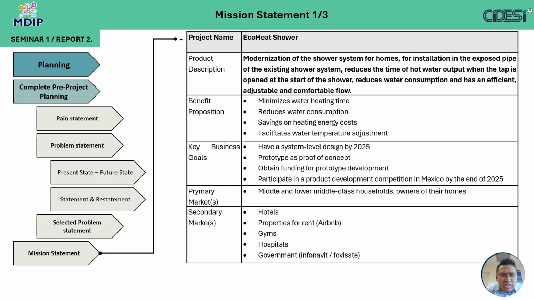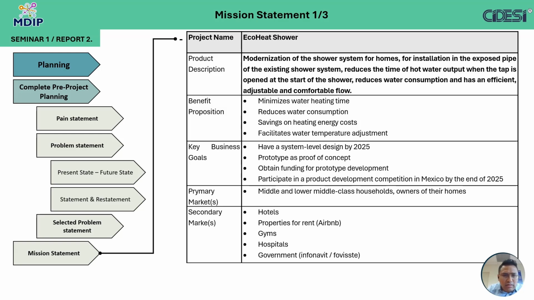The most notable change is regarding the product description. Our product will be a modernization of the existing shower system, with the main idea to reduce the time until hot water comes out. This product is primarily aimed at middle and lower middle class homeowners.